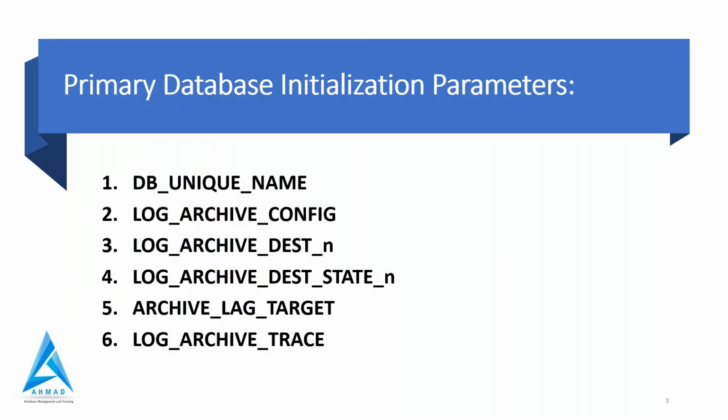These are the basic parameters for the primary database, and you can set them for standby also. The first one is DB_UNIQUE_NAME, second LOG_ARCHIVE_CONFIG, then LOG_ARCHIVE_DEST_STATE, ARCHIVE_LAG_TARGET, and LOG_ARCHIVE_TRACE. So let's start with them one by one.